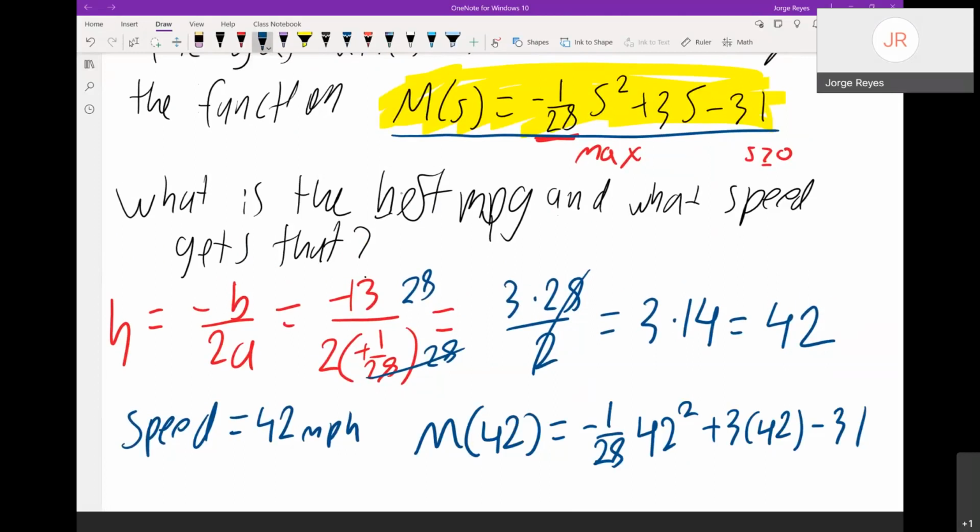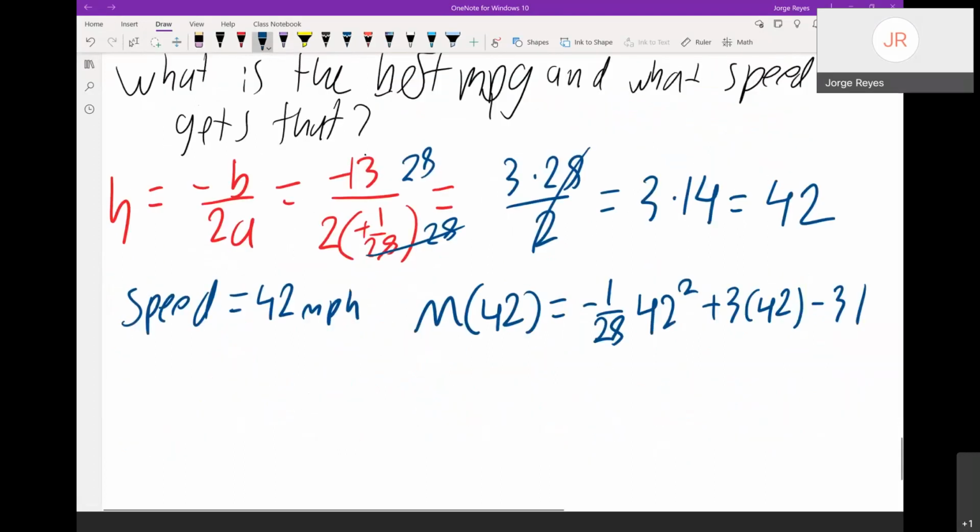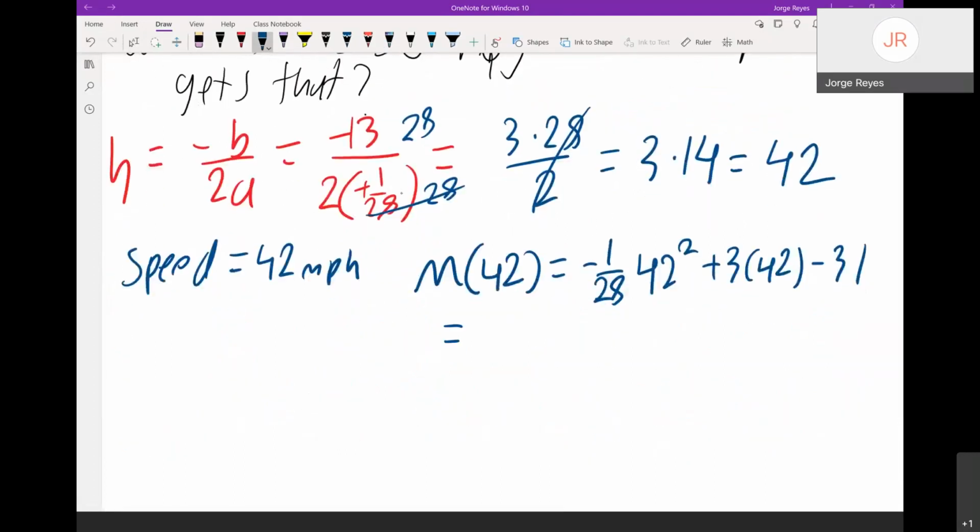Here's the disclaimer: this is a word problem with nasty numbers, which I hope I didn't ask you on homework, but on the test, the numbers will be nice enough. Just punch this into your calculator. So 42 squared plus 3 times 42. If you crunch that all out, it does magically become 32. So the best MPG of this car will be 32 miles per gallon.